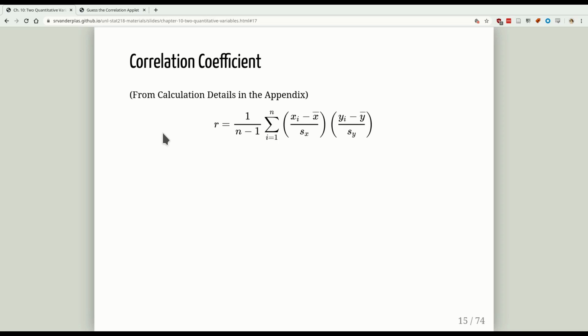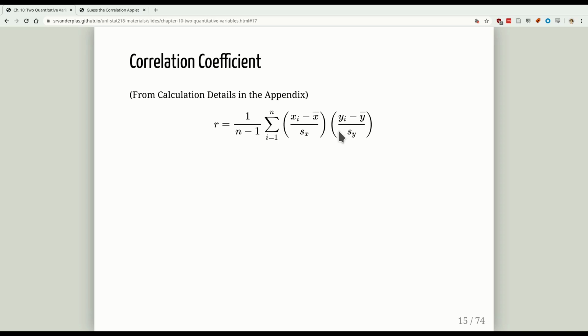So let's start out with the bit after the sum here. This is what that sigma means: we want to add up all of the different data points from 1 to n, where n is the number of data points. We're going to take the x value, subtract the x mean, and divide by the standard deviation of x. And we're going to take that quantity and multiply it by the same thing done to the y coordinate.